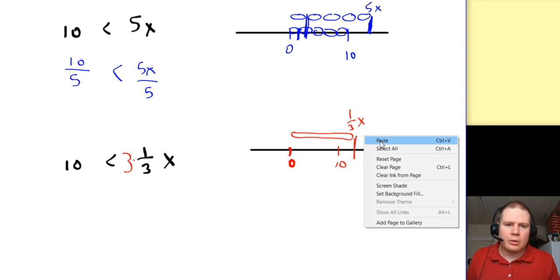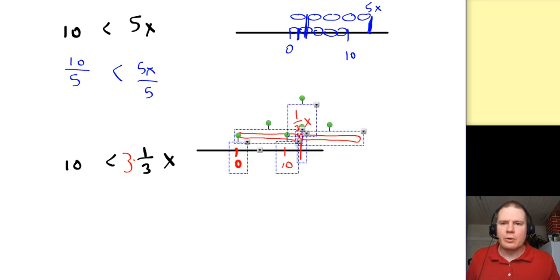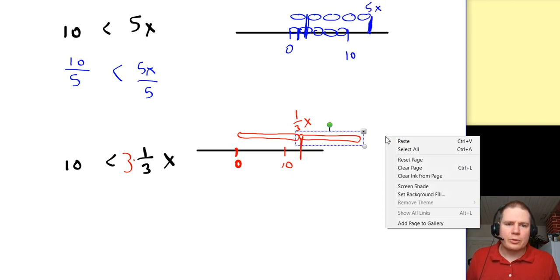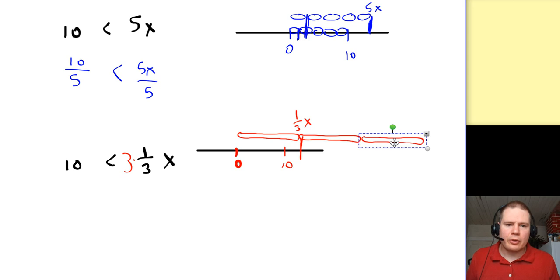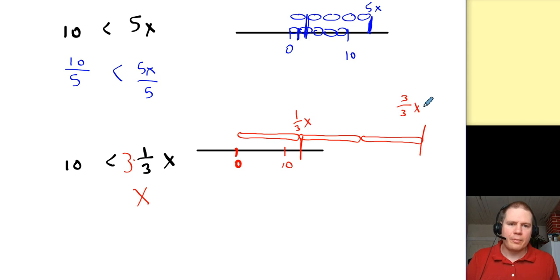Copy, paste. Okay, there's a second one. I'm going to run out of space, I think. Let's shift this over. Okay, so copy this again. Okay, 3 of those. Right, there's 3 1/3 x's. 3 1/3 x's is x. 1/3 plus 2/3 plus 3/3 x. That's where x actually is.